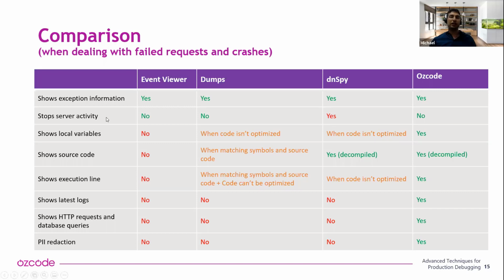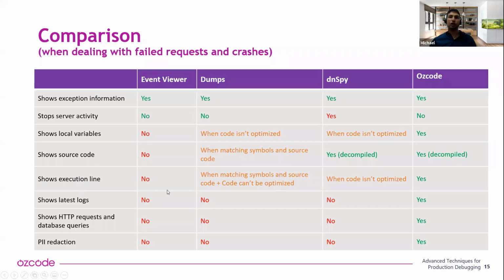Stopping server activity. We saw that DnSpy stops server activity. Showing local variables. Some tools can show them when the code isn't optimized. Showing source code. Again, you need to match symbols and source code with dump files, but both DnSpy and Ozcode can deal with that. Showing the exact execution line.